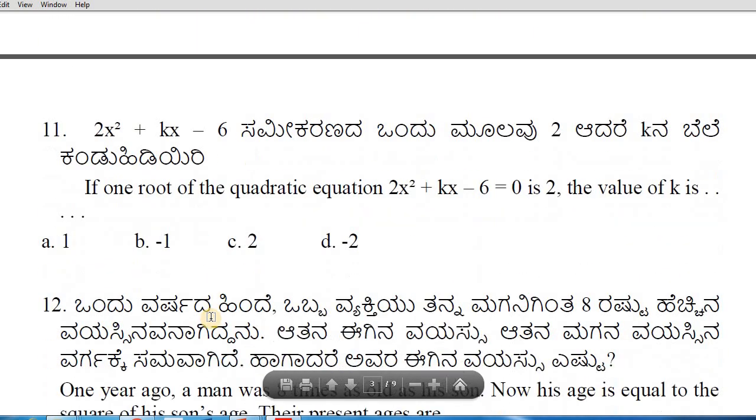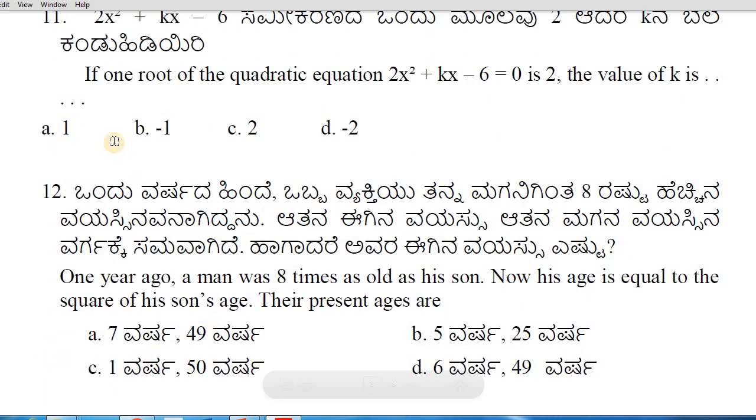Let's take another problem. Question number 11. If one root of the quadratic equation 2x square plus kx minus 6 is equal to 0 is 2, the value of k is. Given options are option A 1, option B minus 1, option C 2, option D minus 2.